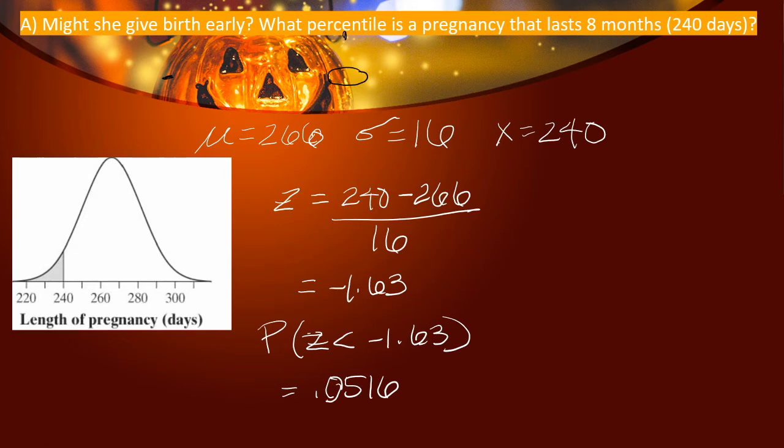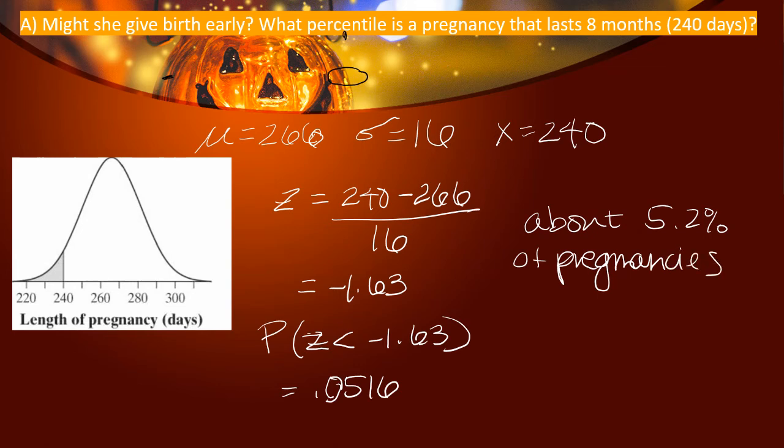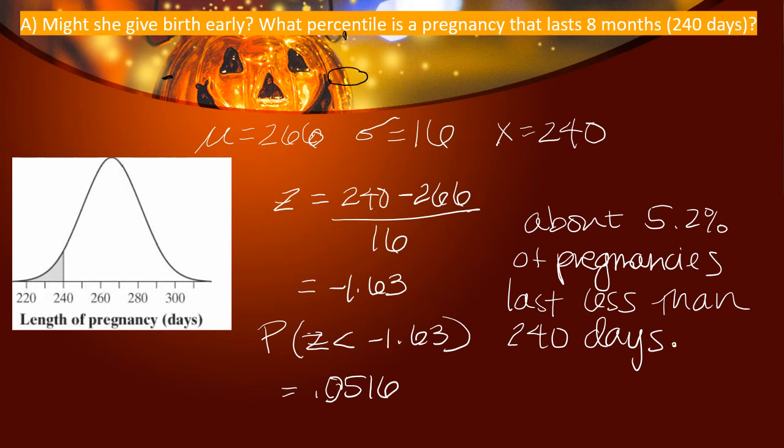Okay, so if I were to answer this in context, I would say about 5.2% of pregnancies last less than 240 days. Which to me meant, dang, I am probably not going to be early.